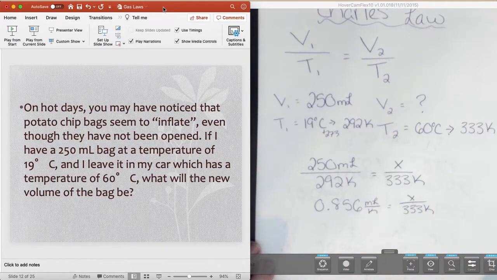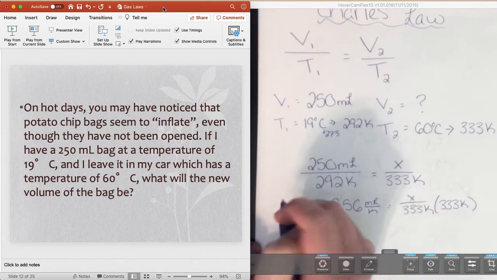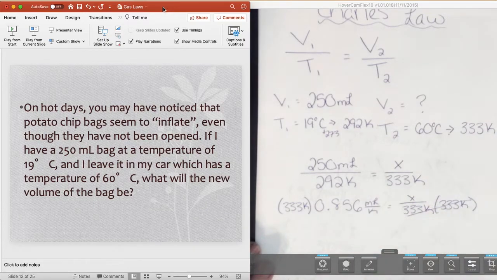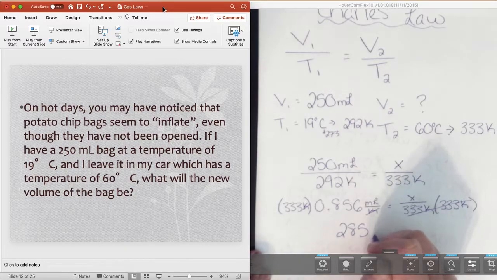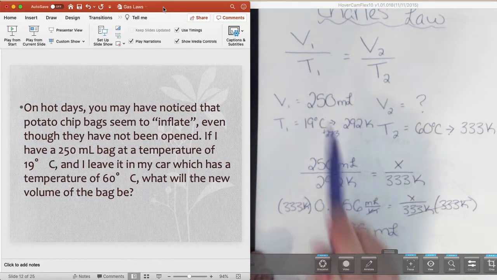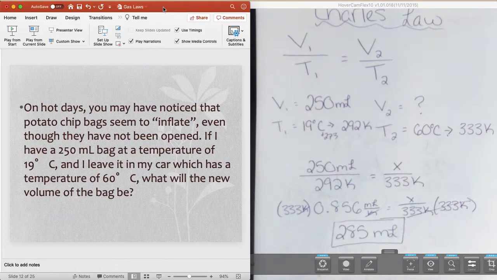In order to get that X by itself, I'm going to multiply both sides by my 333 K. So that's going to cancel out. My Kelvin unit is going to cancel out. And we're going to end up with an answer of 285.1, so I'm just going to round it to 285 milliliters. Now, if we're looking at it, that did show an increase in my volume, which means overall we can pretty much assume that we're correct.